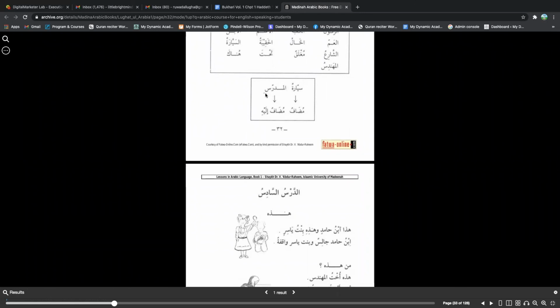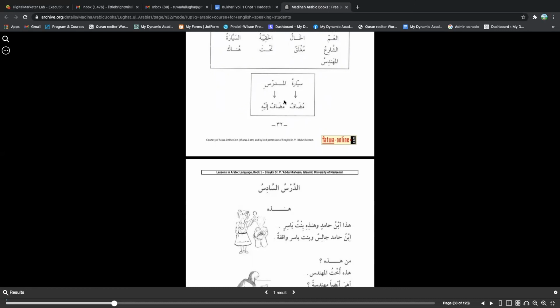And so here, they show you what we just went over. Sayyaratu mudarrisi, the car of the teacher. Sayyara is mudaf, and mudarris is mudaf ilayhi. Mudaf means added. So it's added to the word after it, combined, conjoined to the word after it. Mudaf ilayhi is the word that was added to, the word it was joined to.